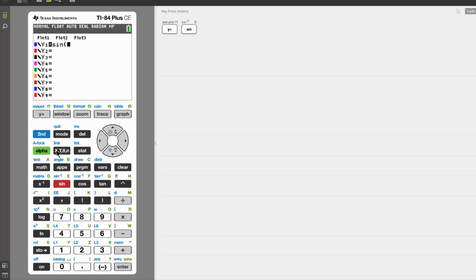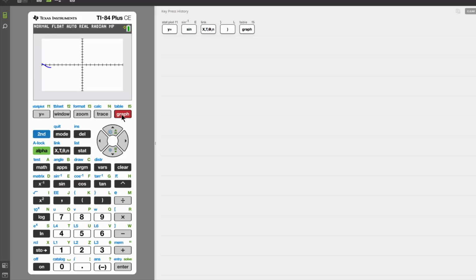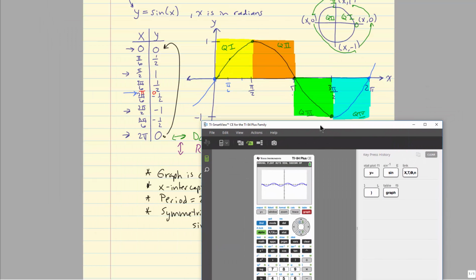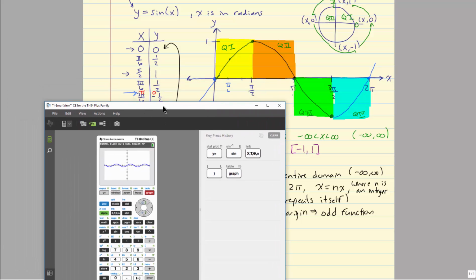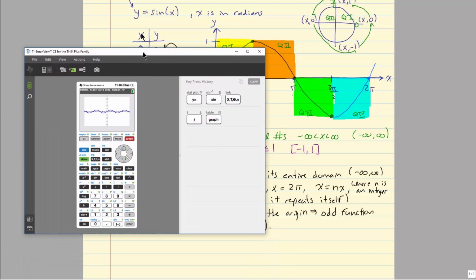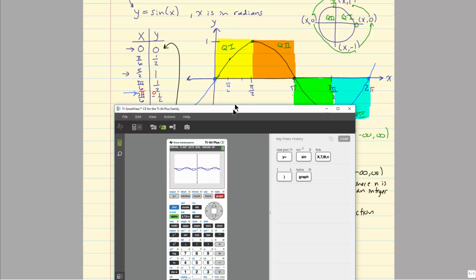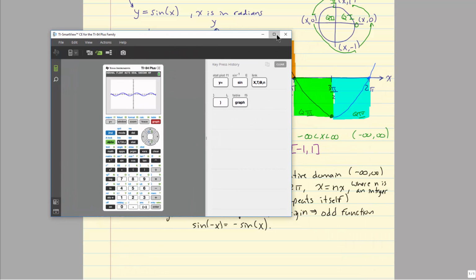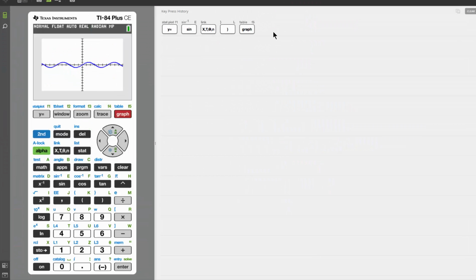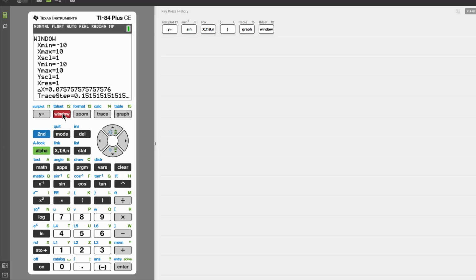I can use X, my shortcut key right here, close parenthesis, and this will just give me the graph of the sine of x. This kind of looks a lot different than what I have there. If you notice, I only go from -1 to 1, and I only go from 0 to 2 pi. So our values are different in terms of our maxes and our mins. So the way that we can change that is through the window. And through our window, I only had 0 to 2 pi.